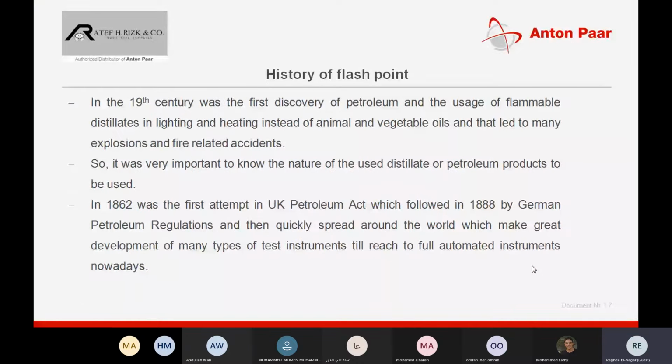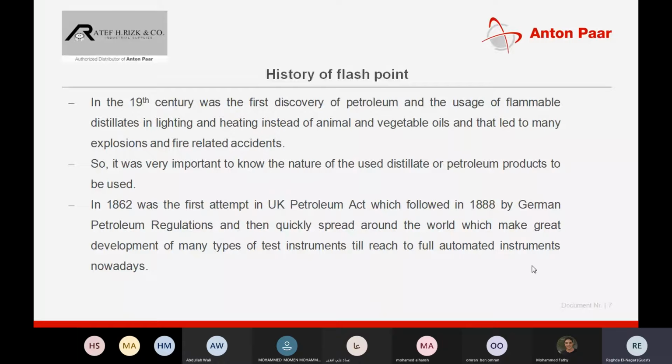The history of flashpoint. The 19th century was the first discovery of petroleum and petroleum products in general, and the usage of petroleum distillate in lighting and heating instead of animal and vegetable oils. That led to many explosions and fire-related accidents. So it was very important to know the nature of the distillate or petroleum products to be used.